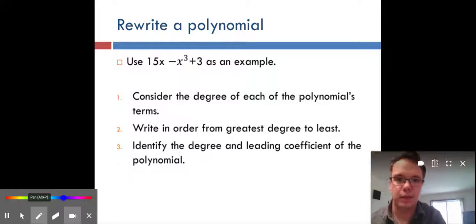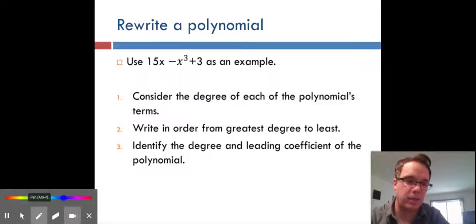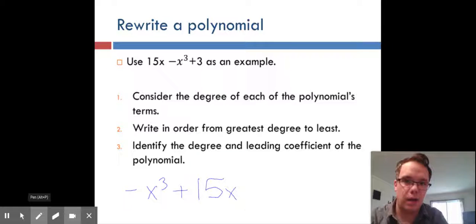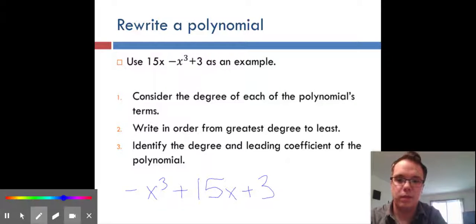So in this case of 15x minus x cubed plus 3, our biggest power is x cubed, so that first term of negative x cubed needs to come out front. Our next highest power of x is the first power, which is on the 15, so that's a positive 15x, so we have plus 15x. And our last number should always be the constant if it's there, so it's plus 3.